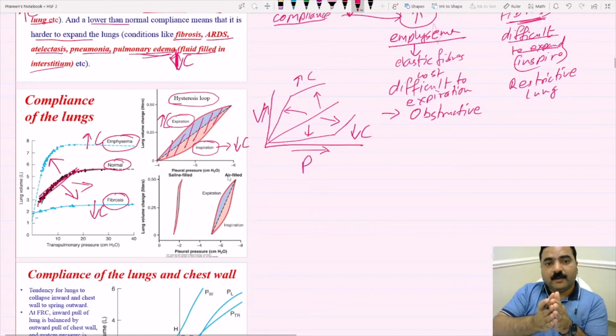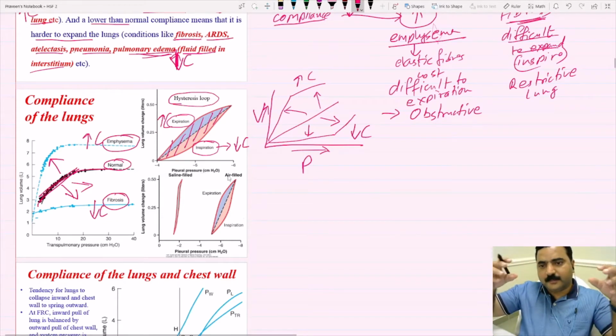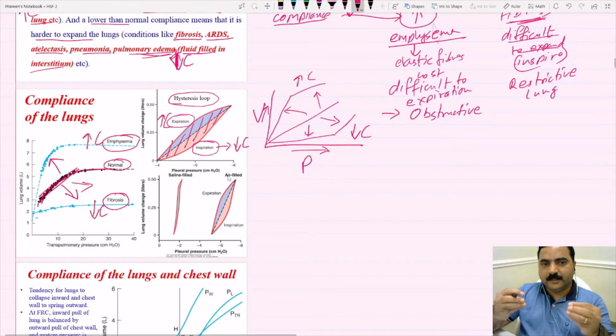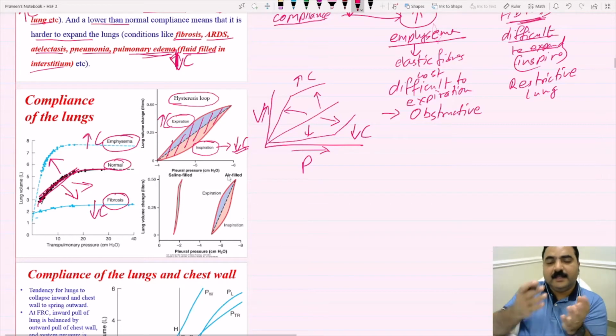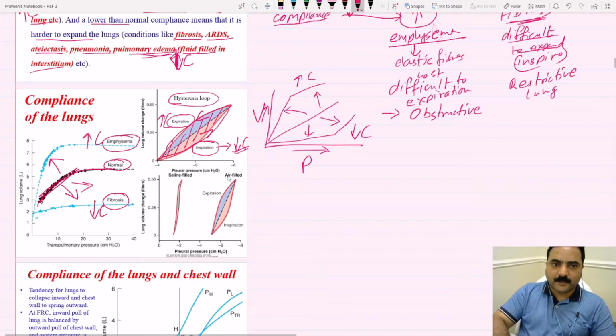The reason is that during inspiration the surfactant is spread far apart and there is more surface tension, so its expandability is reduced and it has more tendency to collapse. Whereas during expiration, the surfactant molecules come close to each other and the surface tension is reduced. So there is more compliance, it is easy to expand in expiration, the smaller lung. That is why there is a difference between inspiration and expiration. Inspiration less compliance, expiration more compliance, and that's why you get a hysteresis loop.